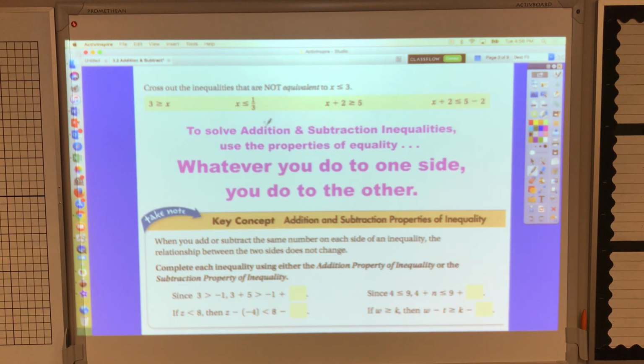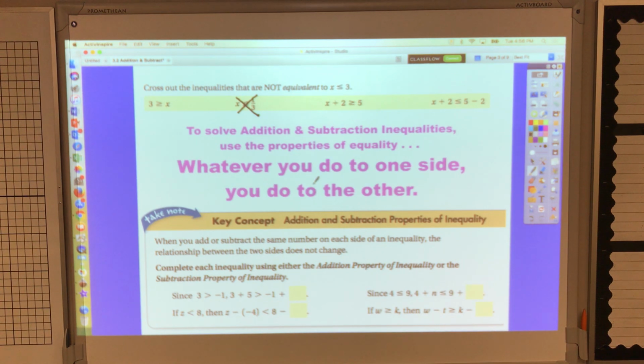Up here it says cross out the inequalities that are not equivalent to x is less than or equal to 3. If I look at this one, here it's pointing towards the x, here it's pointing towards the x, here they reversed it, so this one does work. 3 is also greater than or equal to x. X is less than or equal to 1/3. 1/3 is not the same as 3, so that is not the same answer.